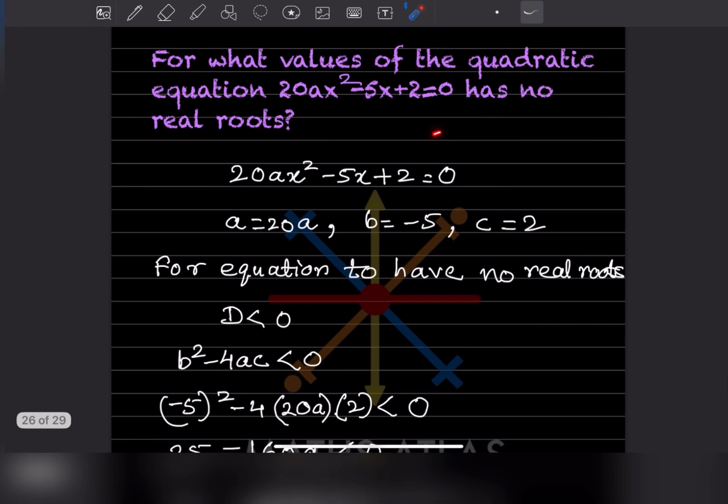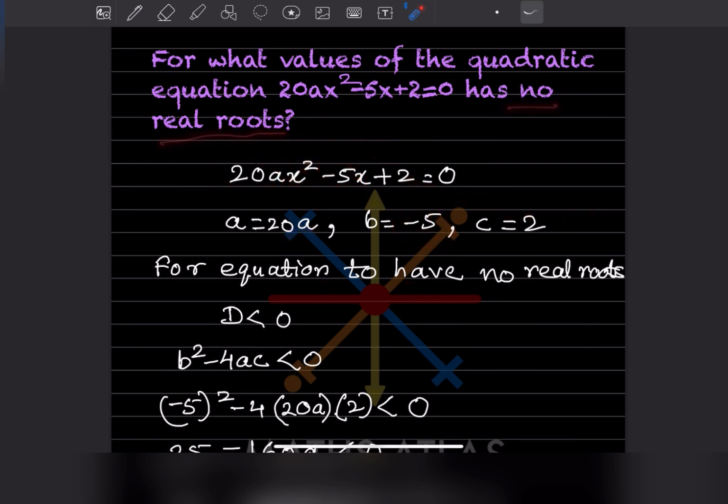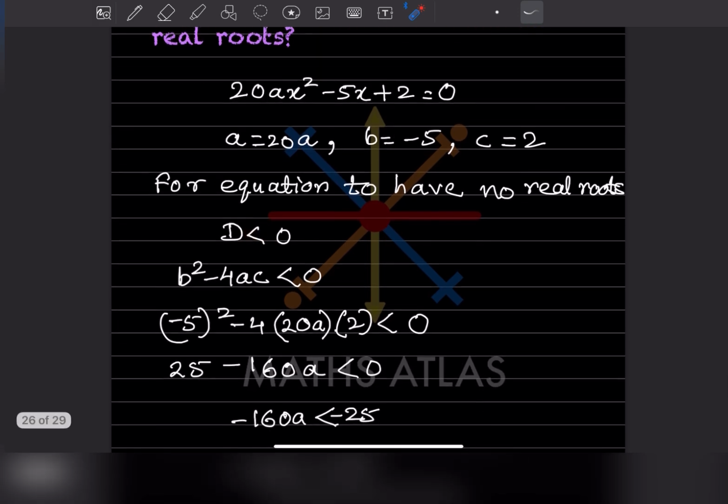For what values of a does the quadratic equation 20ax square minus 5x plus 2 is equal to 0 have no real roots? So this is the equation given. So a is, see here, be careful with this one, ax square plus bx plus c. Because this is x square, a will be 20a and not just 20. So you have to write this a as well. And then b is minus 5 and c is 2. So hope this step is clear to you. For the equation to have no real roots, the discriminant D should be less than 0.